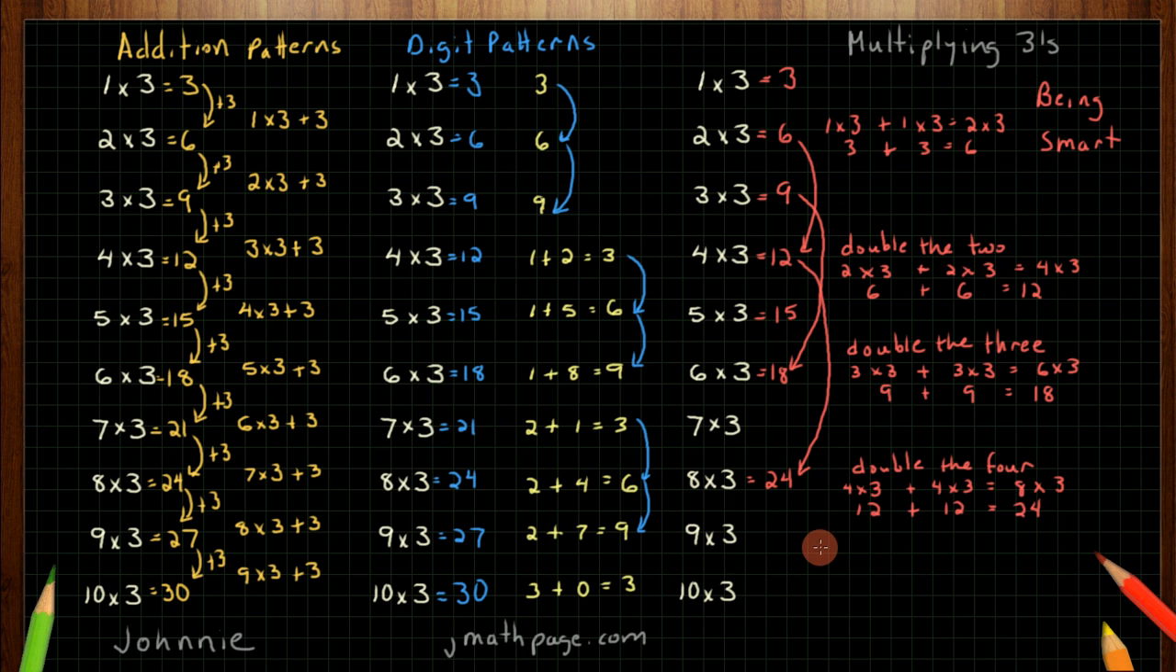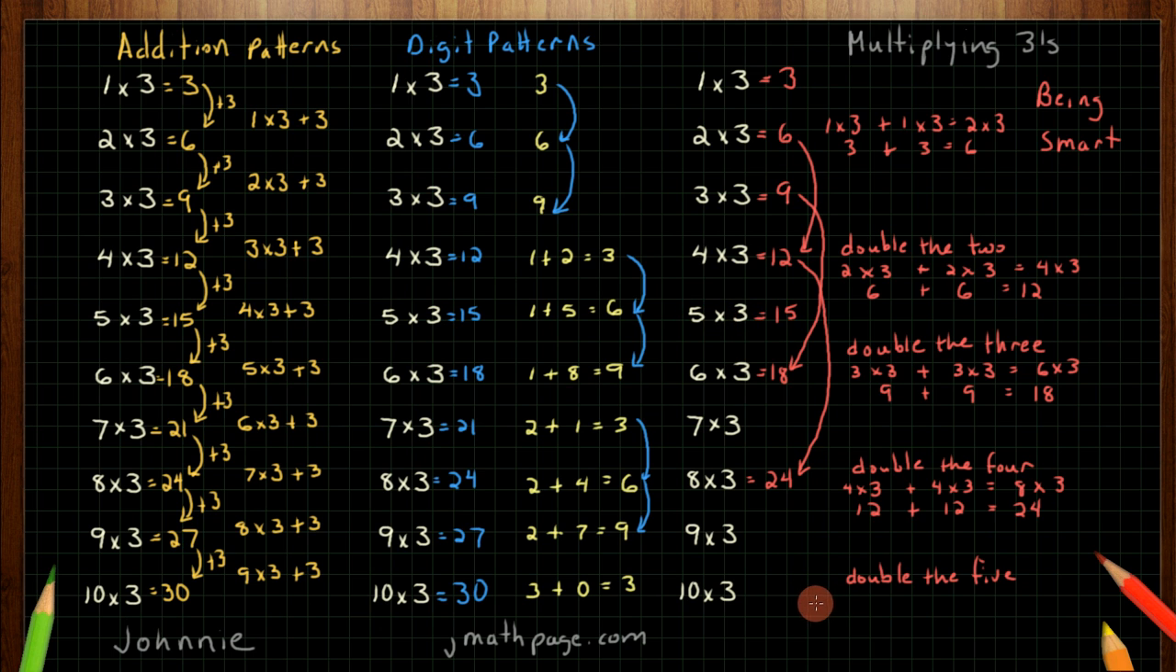All right, looks like we have 3 more. Is there one more easy one? There is one more easy one. Do you see it? It's another double, isn't it? 10 times 3. Well, 10 is double 5, isn't it? So our note for this one has to be double the 5. Okay, if we double the 5, we know that 5 times 3 equals 15.